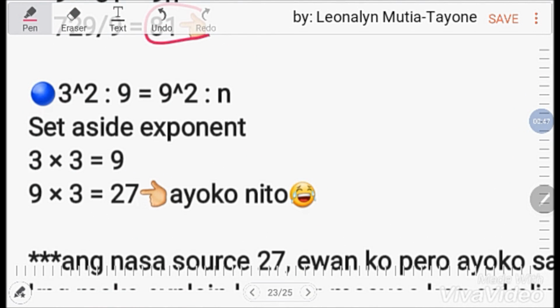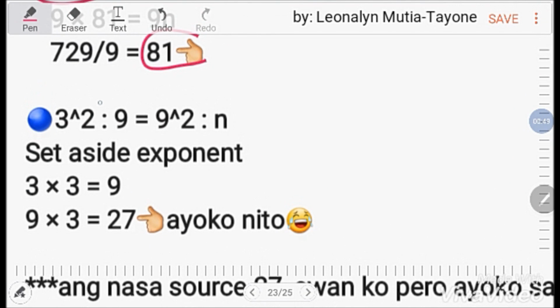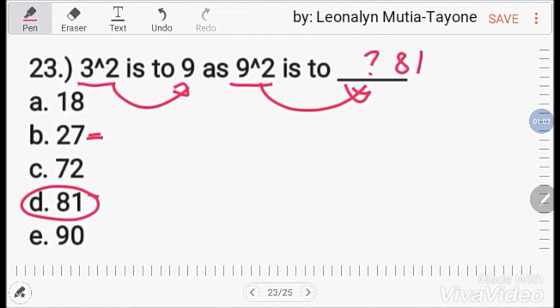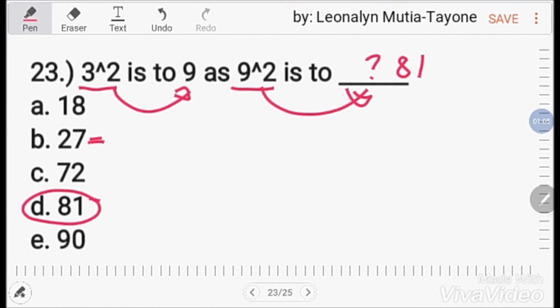Ngayon, maging 27 lang siya kung i-ignore natin yung exponent. Pwede ba yun? Hindi naman pwede yun at ayoko niyan. Sinet aside ko yung exponent, so naging 27 siya. Kaso ang nasa source, 27 daw ang sagot. Pero I don't like that one. 81 ang sagot ko dito. If your answer is 27, please comment below and show your solutions. Dapat yung solution nyo, huwag yung ignore yung exponent kasi nakuha ko na yan.